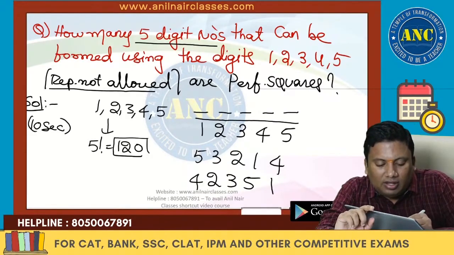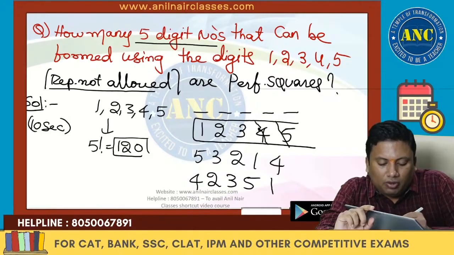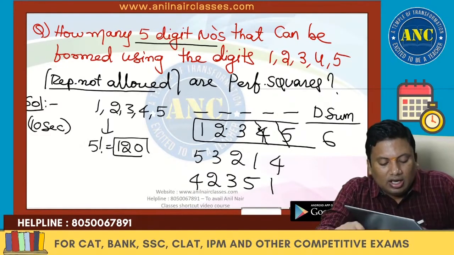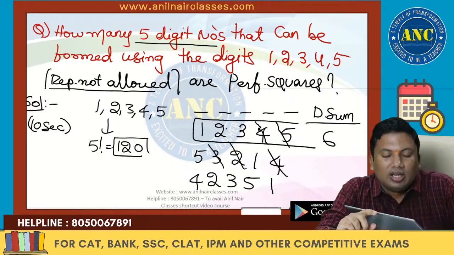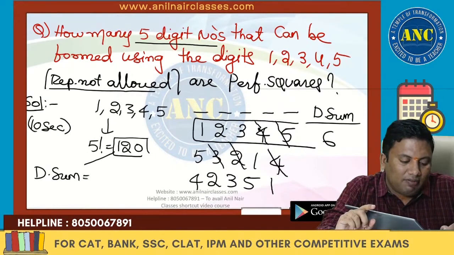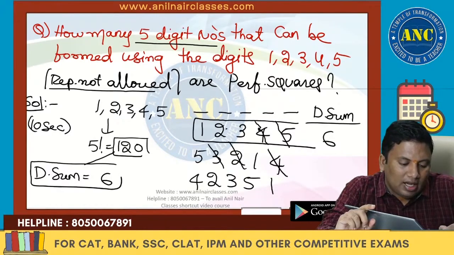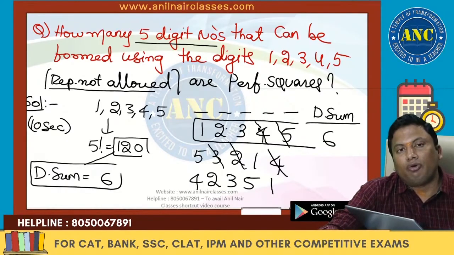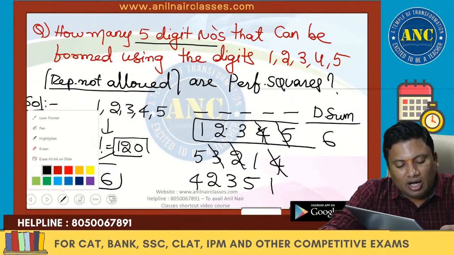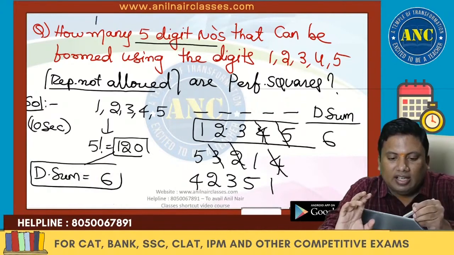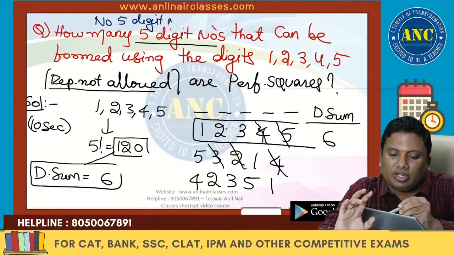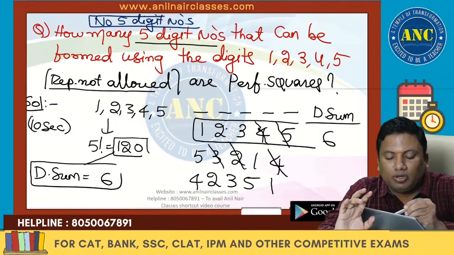What is the sum of the digits? 5 plus 4 is 9, 3 plus 2 plus 1 is 6. What is the digital sum? 6. All the 120 numbers have digital sum 6. For it to become a perfect square, it should have digital sum 1, 4, 7 or 9. So therefore, the answer is no 5-digit numbers exist. Beautiful question, sir.